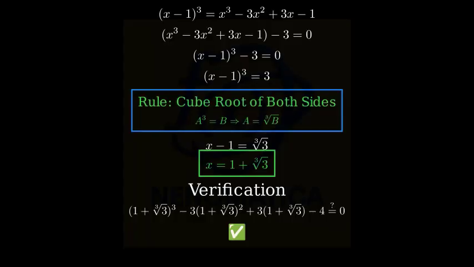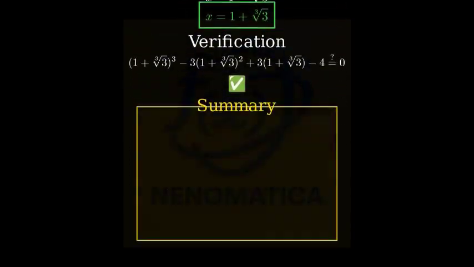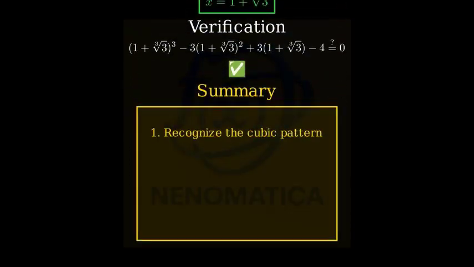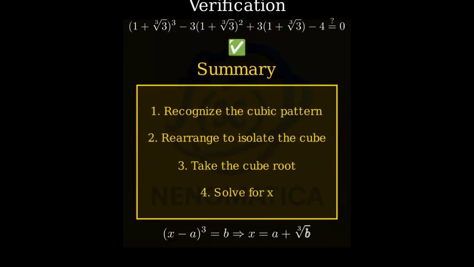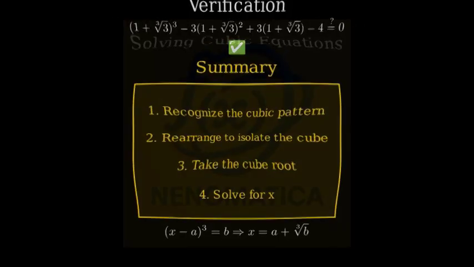Let's summarize what we learned. To solve this cubic equation, we first recognize the pattern of (x - 1)³ in our equation. Second, rearrange the equation to isolate this cube. Third, take the cube root, and finally, solve for x. This method is particularly useful for equations that can be written in the form (x - a)³ = b.